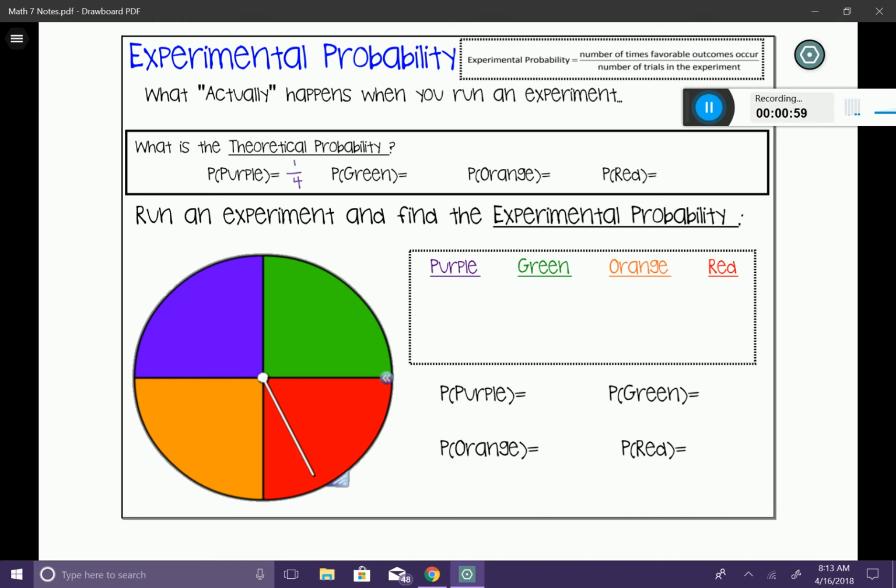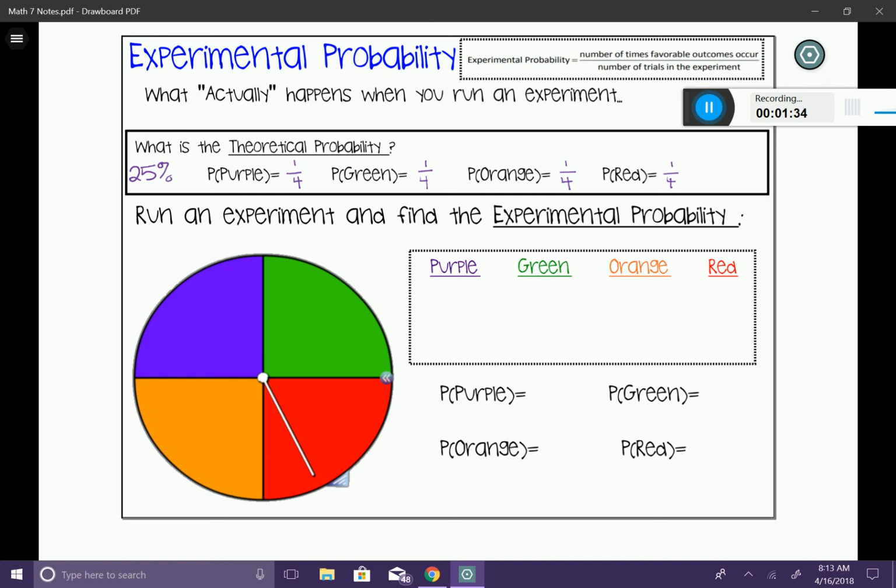Now, what's the theoretical probability of spinning a green? Well, there's only one section that's green, so it's going to be 1 out of 4 again. For the orange, well, 1 out of 4 again. And the red, 1 out of 4. So you can see that the theoretical probability of us landing on these 4 spaces just happens to be the same because we have 4 equal sections to spin the spinner on. Now, I'm just going to write a little note that this is about 25%. So 25% of the time, we should land on one of those colors.